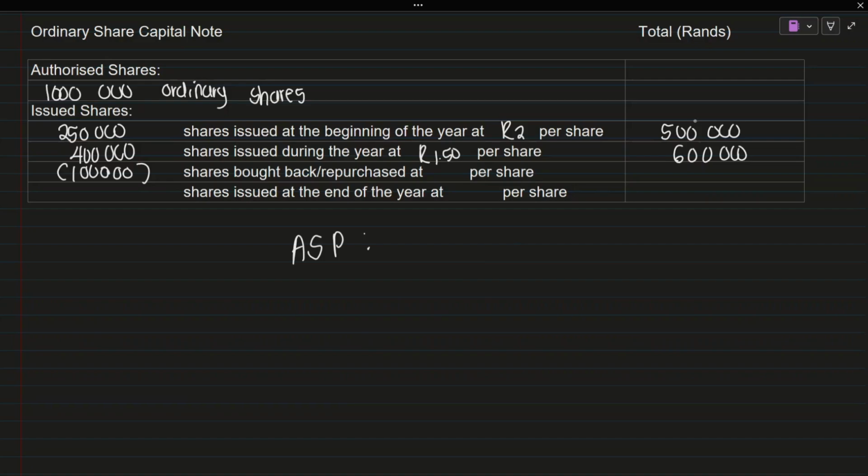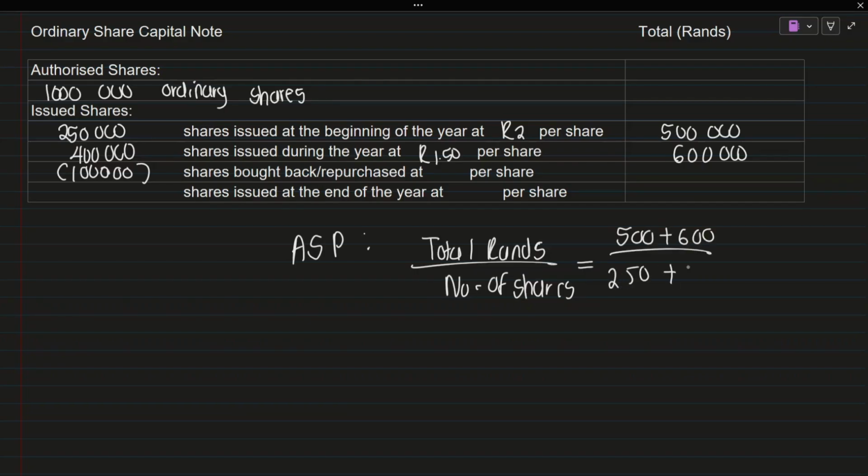Okay, so what do we have so far for this year? Let's look at the formula first: total Rand amount over the number of shares. So it's going to be 500,000 plus 600,000, all over 250,000 plus 400,000. That is going to be 1.69 Rand per share, so we're going to put 1.69 Rand per share over here. So 100,000 times 1.69 is 169,000, and always in brackets. Okay, right, now that we've got that, we can calculate at the end of the year.